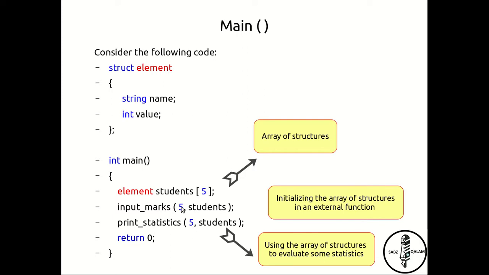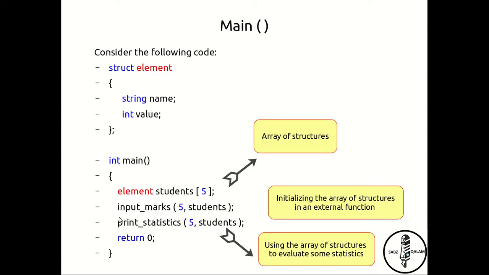This is a very important principle and concept worthwhile to remember. Whenever you pass an array to a function, always remember to pass the size of the array. It will really help you. Similarly, it's followed by another function called print statistics, which uses this array of structures to calculate what is the highest score, lowest score, or average score. Here we initialize the array, and here we use it to make some calculations.